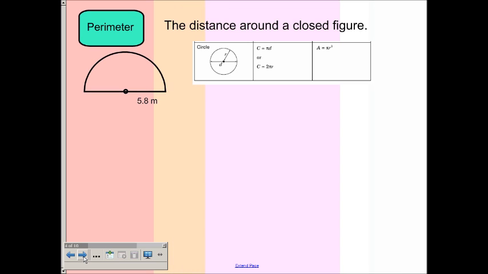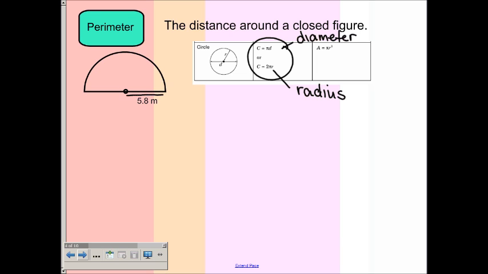So to start off, we've got the perimeter of a half moon shape. So perimeter is defined as the distance around a closed figure. So this closed figure is a half of a circle. So I've got the formula sheet. We've got two versions for the circumference or the perimeter of a circle. One is with respect to the diameter, the other is in respect to the radius.